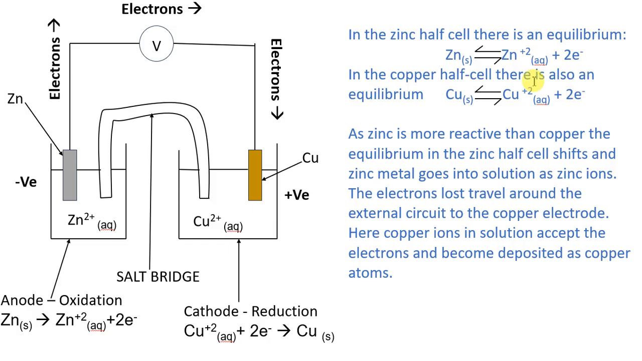My equilibrium in the copper half cell has been shifted so that the net process is my copper ions accept those electrons and become reduced, forming copper metal. The movement of electrons around the external circuit generates electricity. And I've got a voltmeter, a high resistance voltmeter in there to measure how much electricity is produced. So, the electrons lost travel around the external circuit to the copper electrode. Here, copper ions in solution accept the electrons and become deposited as copper atoms.